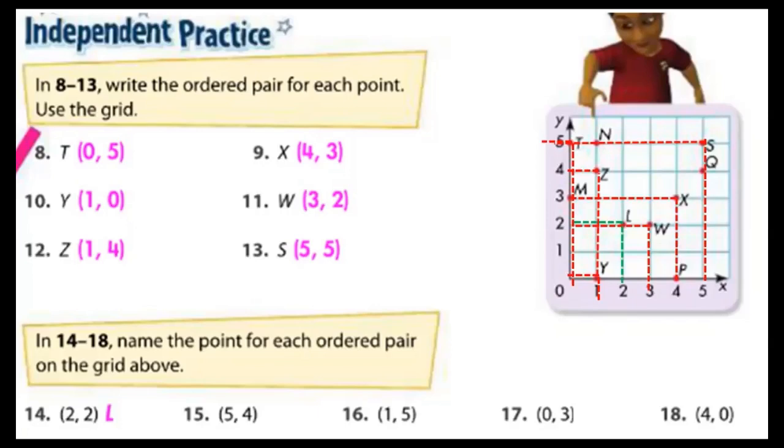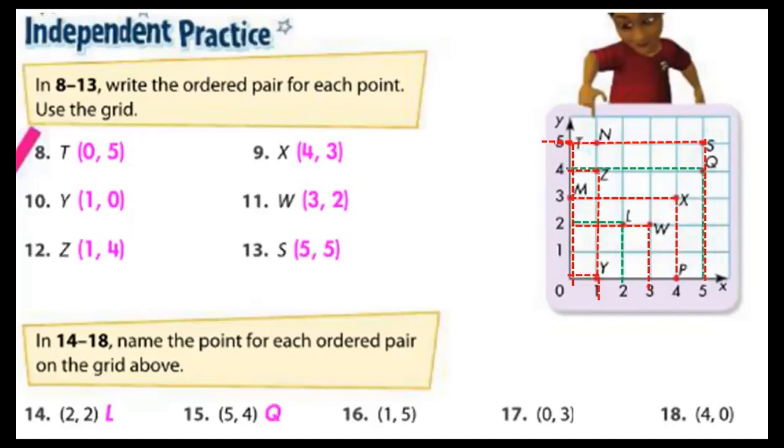Okay. The next one. What is the name of the point represented by ordered pair 5 and 4? Number 15, my dear. Try to get it with your ruler. Try to determine the point. 5 and 4. Where is 5 on X? This one. Where is 4 on Y? This one. The intersection? Q. This is Q. Q is the answer.